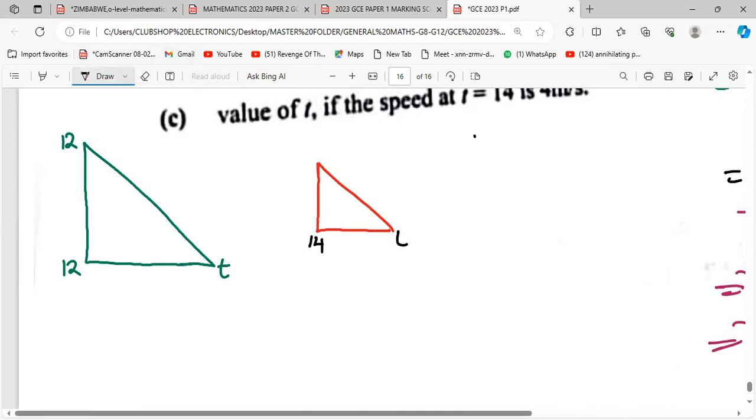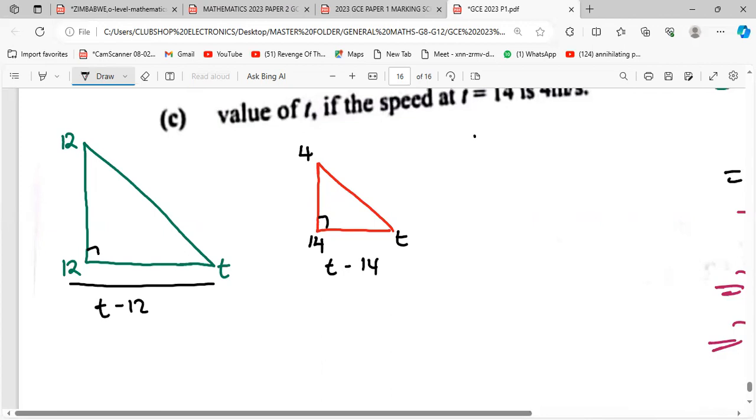To T. By the time here taken is 4. I mean the speed that is there is 4. So we can see that these are similar triangles. So I'll find this length here by saying T minus 12. I'll find the length here by saying T minus 14.